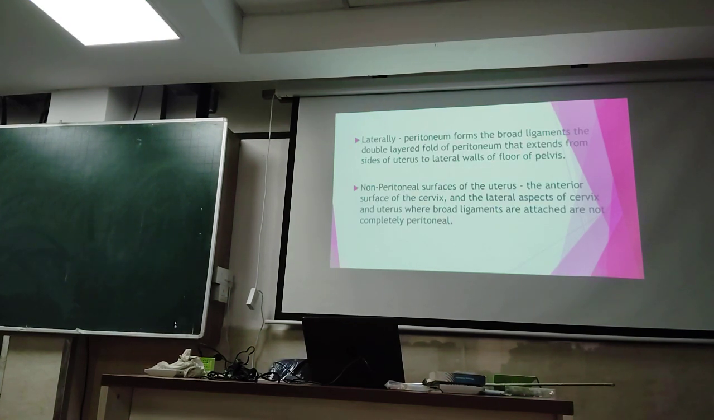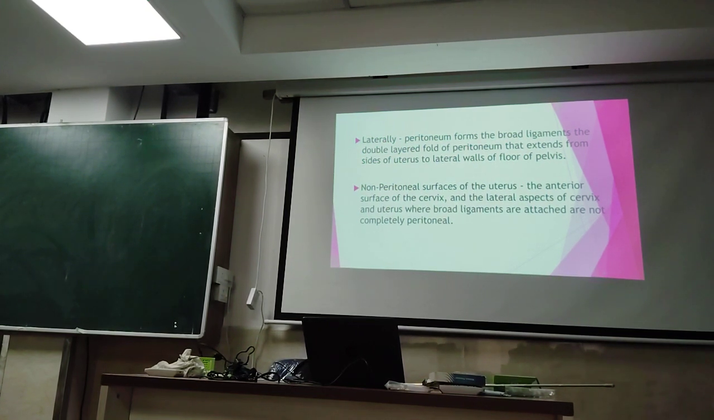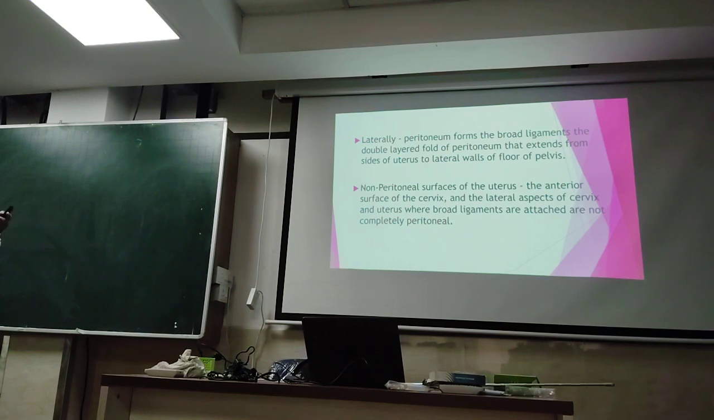Laterally, the peritoneum forms the broad ligaments, which are double-layered folds of peritoneum that extend from the sides of the uterus to the lateral walls of the pelvis. The non-peritoneal surfaces of the uterus include the anterior surface of the cervix, the lateral aspects of the cervix, and the parts of the uterus where the broad ligaments are attached, which are not completely peritoneal.